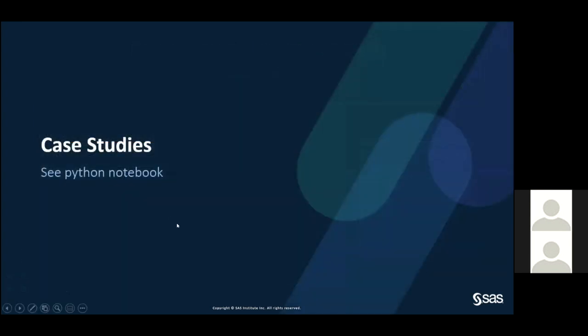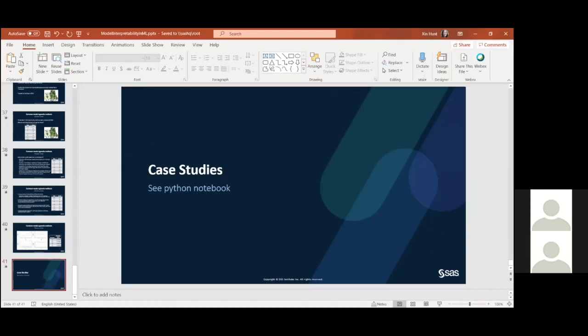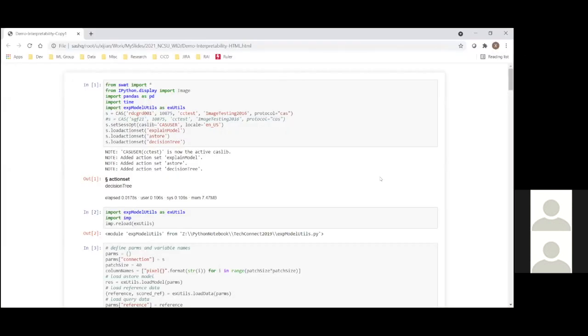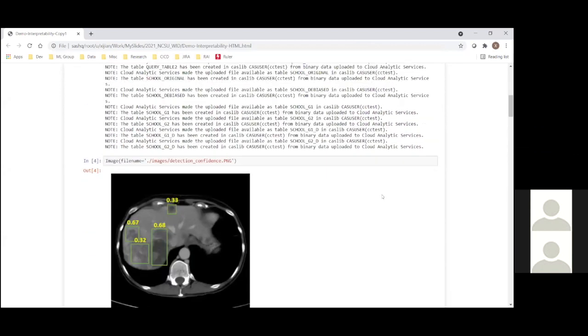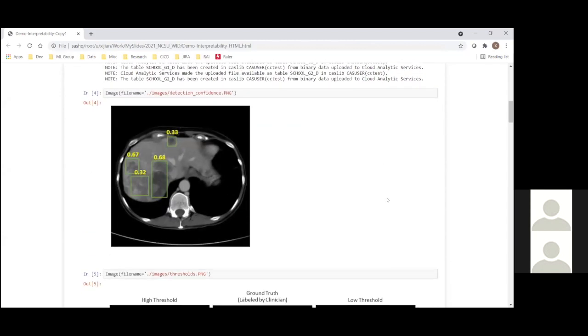All right, we are a little bit tight on time, so let's move on to the case studies. Can you see my screen on the HTML file? Yep. Okay, great.